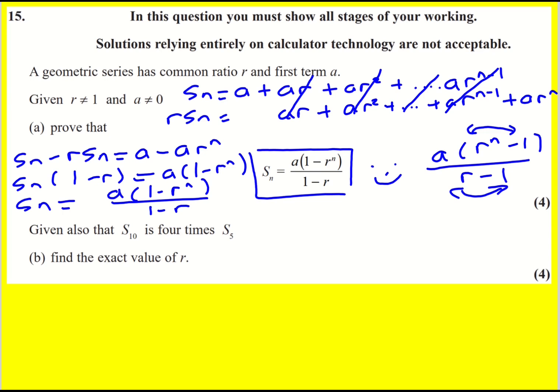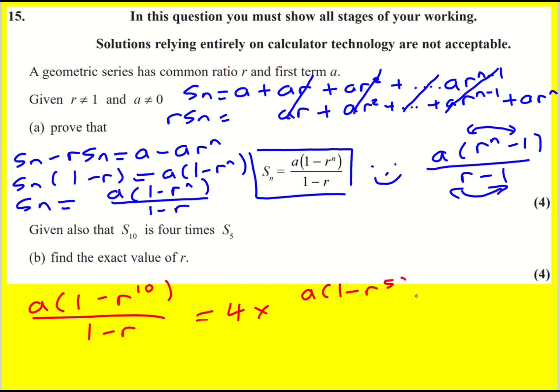In part B, it's given that S10 is 4 times S5, and we're asked to find the exact value of r. So S10 is going to be a(1 minus r to the 10) over 1 minus r, and we're told that is 4 lots of S5, which is a(1 minus r to the 5) over 1 minus r. Now we're told that r is not equal to 1, which means I can just times through by 1 minus r. I can get rid of these two. We're also told that a is non-zero, so I can just cancel this out as well.